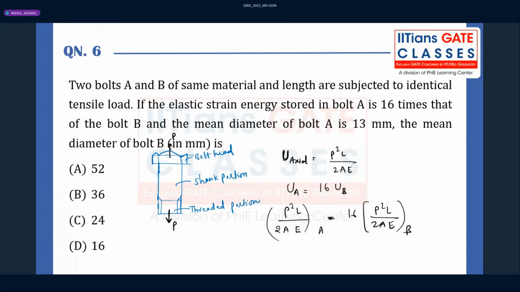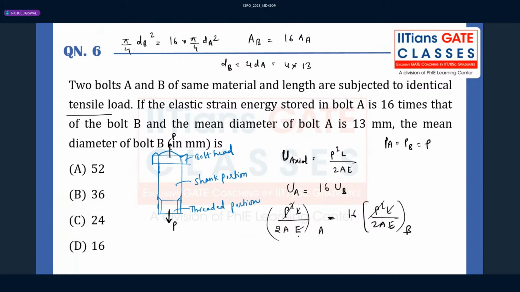P is the same. Both are subjected to an identical tensile load, so PA is equal to PB, which is equal to P, and this will cancel out. Length and material, E and L, will also be the same. Only the area will change. So the area of bolt B will be 16 times the area of bolt A. That means we can write pi by 4 dB squared equals 16 times pi by 4 dA squared. So dB will be 4 times dA.